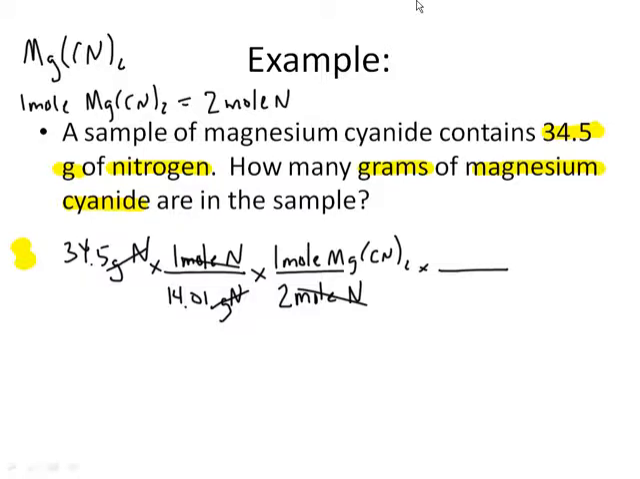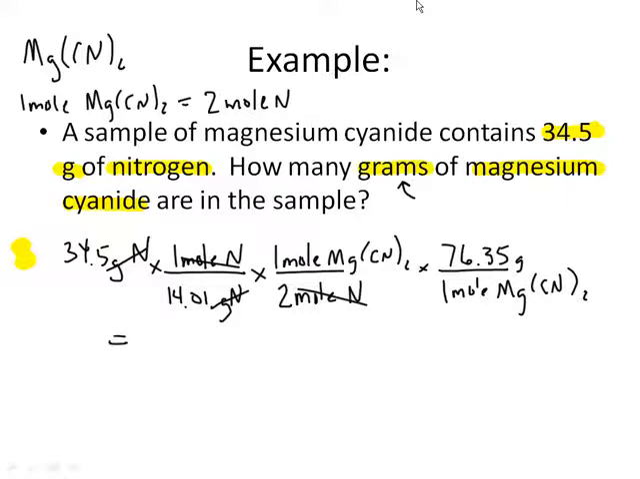I'm not totally done because I asked for grams of magnesium cyanide. So again, anytime I'm in moles and I need to get to grams, I use the molar mass. So 1 mole of MgCN2. And to do this, I need to add up the molar masses of 1 magnesium, 2 carbons, and 2 nitrogens. So 1 magnesium is 24.31, and 2 carbons is going to be 24.02, and 2 nitrogens is going to be 28.02. I just added those for a grand total of 76.35 grams per mole. That's my molar mass.